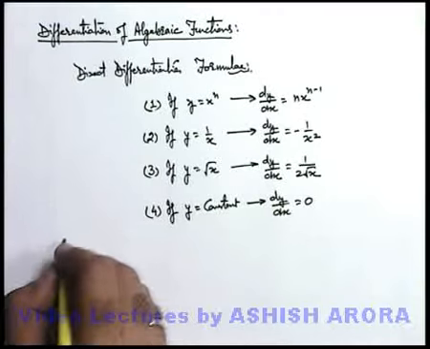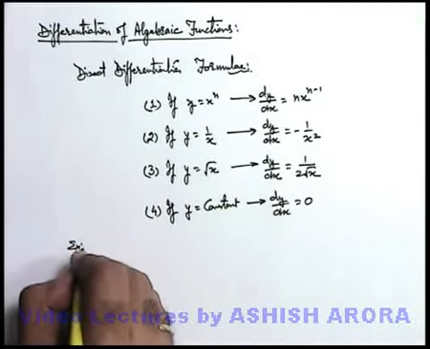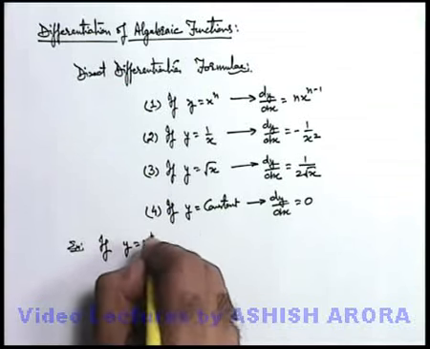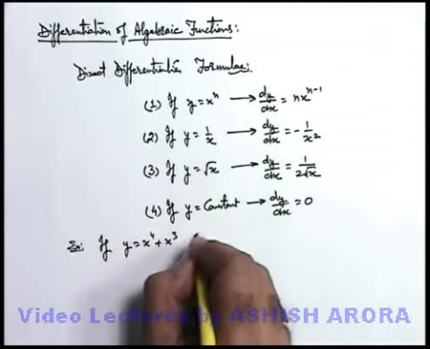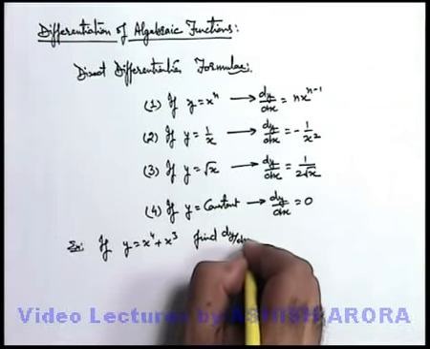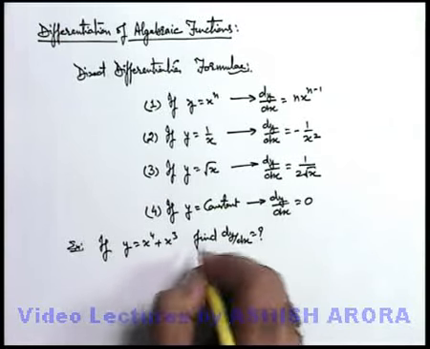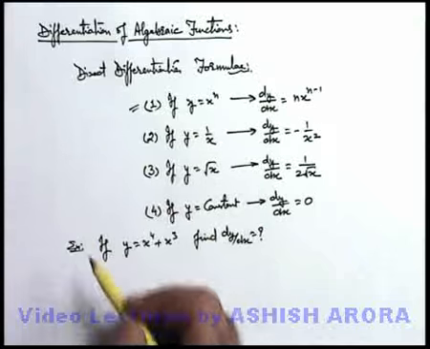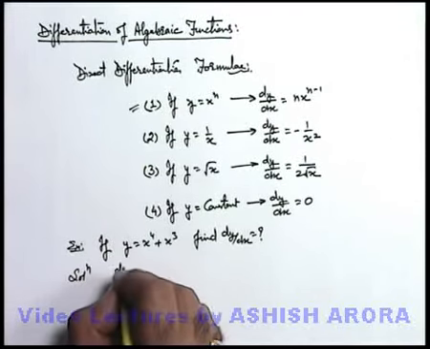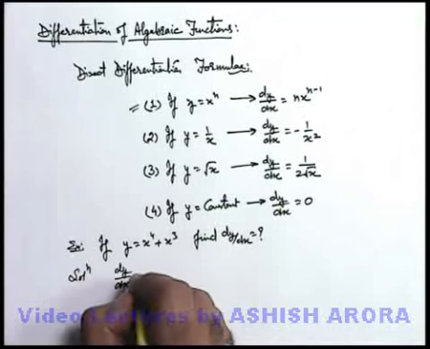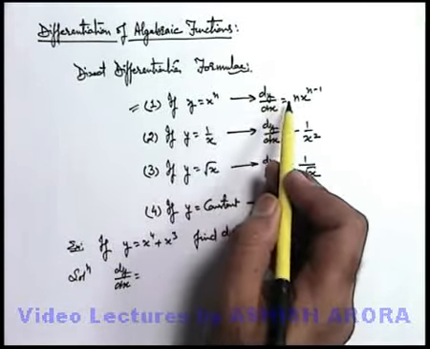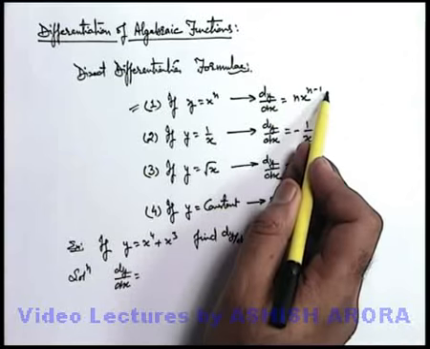We can also apply these in various cases, for example, if we are given y is equals to x to power 4 plus x to power 3, and we are asked to find dy by dx. Now you can directly apply this formula 1 into this particular relation to get the result. Here dy by dx is equals to, in case of x to power n, the result is n x to power n minus 1.